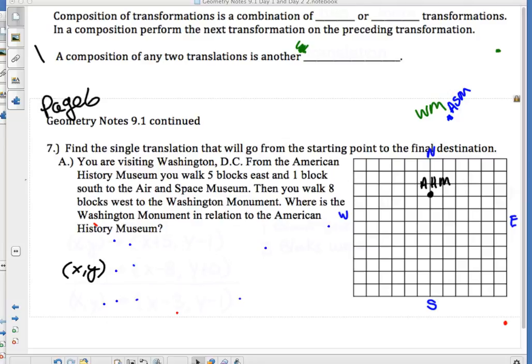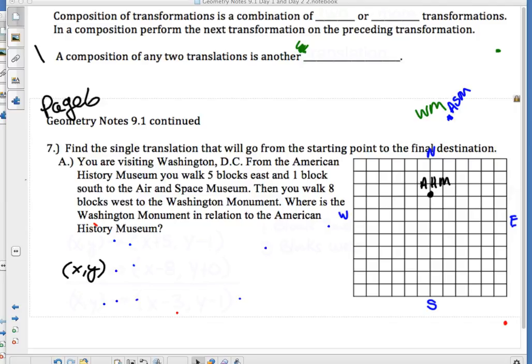So we're going to do page 6 in your notes. We are on our second day, loosely, of 9-1. And what we're looking at is composition, and it's a combination of two or more things. This idea of combinations today is going to be about translations. It's transformations. Remember transformations, the big umbrella of this, but we're talking about translation specifically.